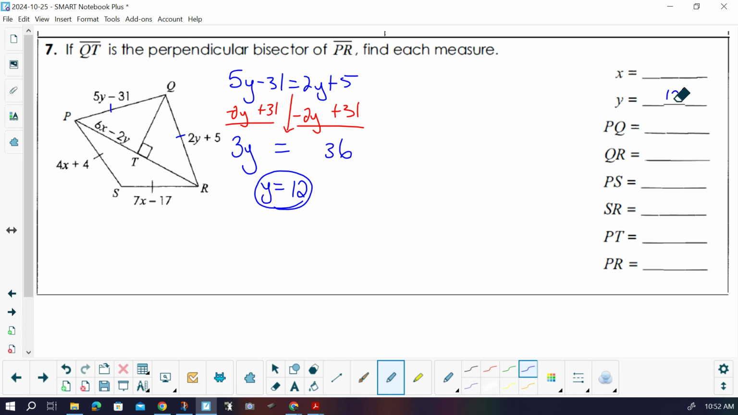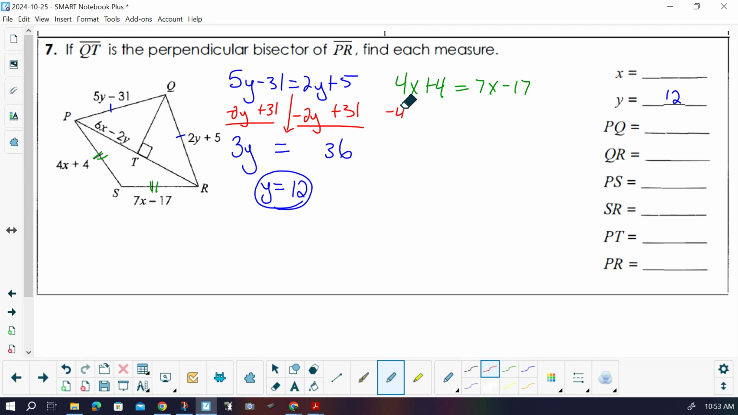So there's my y. Now let's go for the x here, because I noticed down here this is already labeled. This equals this, right? So since these are equal to each other, I can say this is equal to this, and I have a new equation to solve. 4x plus 4 equals 7x minus 17. And you might be thinking, well, what about this? Well, it's there. We'll deal with that, but let's just look at the things that we know, right? I know these are equal, so I can say these are equal and solve it. So let's go ahead and solve that.